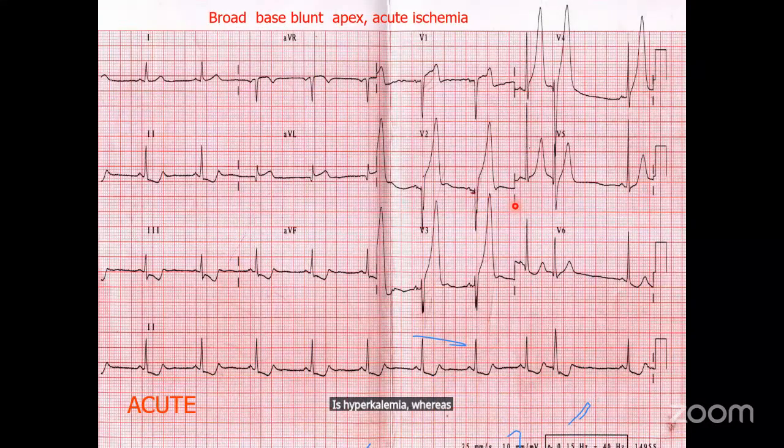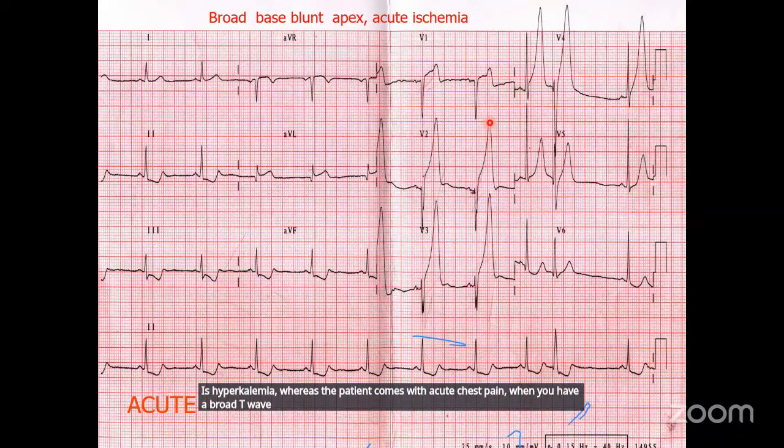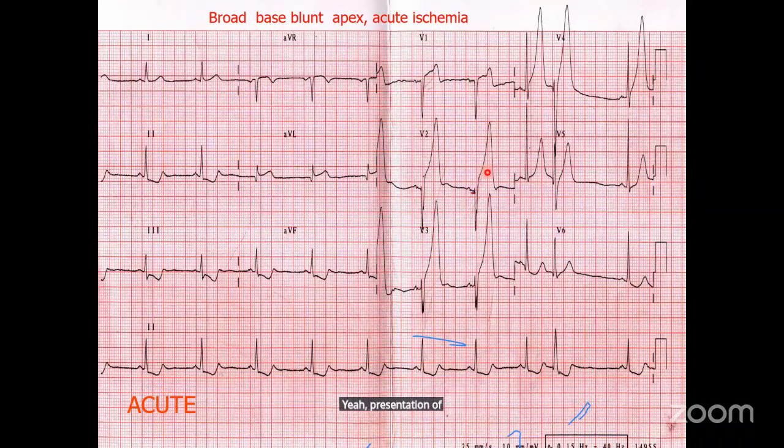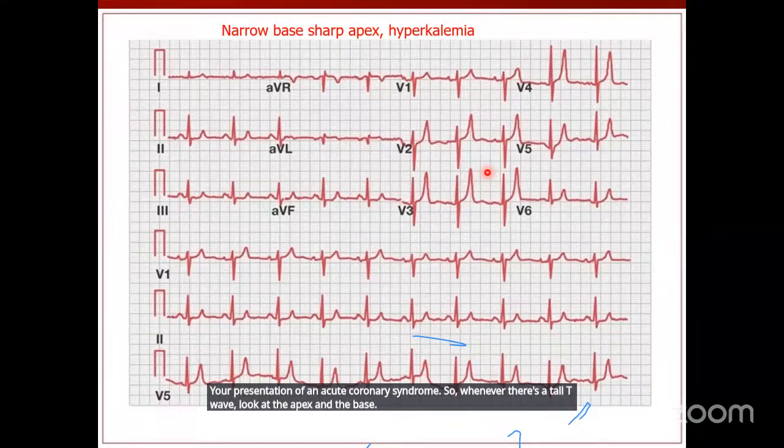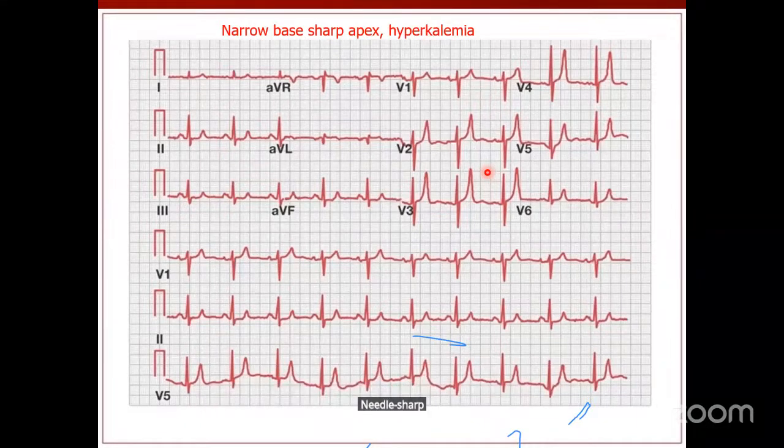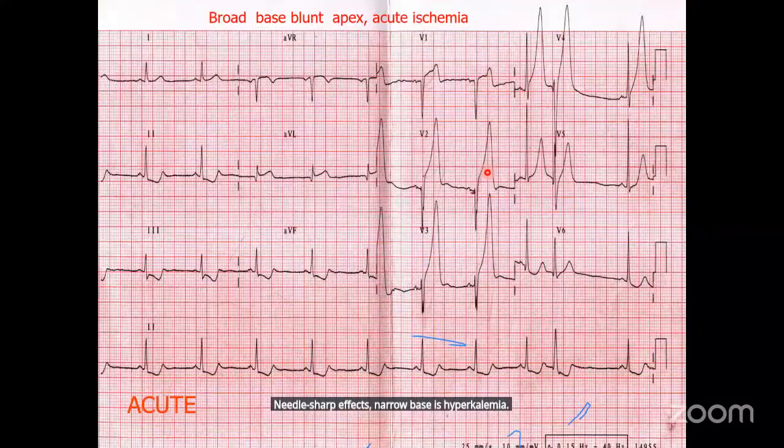Whereas if the patient comes with acute chest pain, when you have a broad T wave with a blunt apex, it is likely to be a subendocardial ischemia, a presentation of an acute coronary syndrome. So whenever there is a tall T wave, look at the apex and the base. Needle sharp apex, narrow base is hyperkalemia. Broad base, blunt apex is acute ischemia.